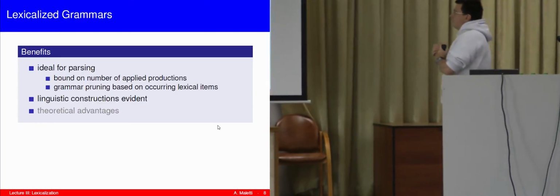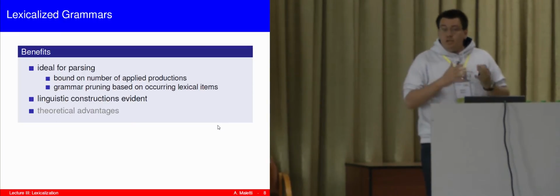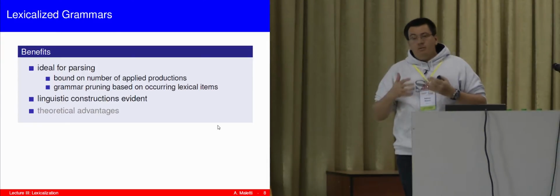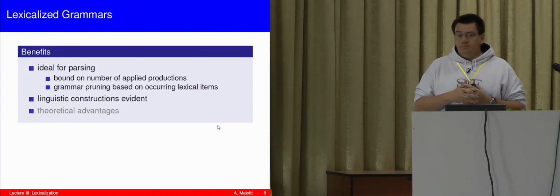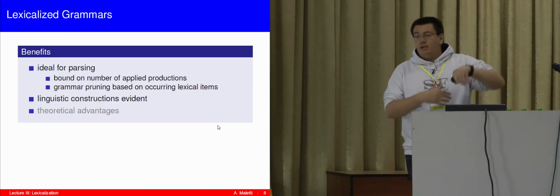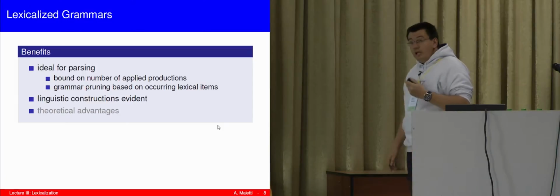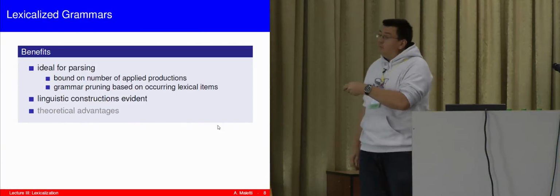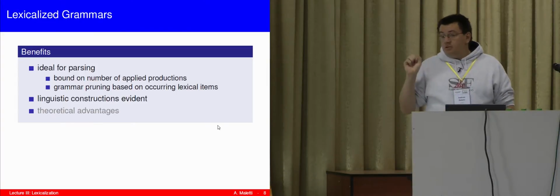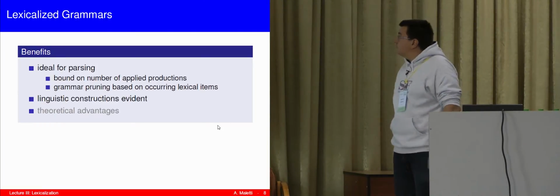Why would you look at lexicalized grammars? Well, first of all, they're really ideal for parsing, right? If each rule contains a lexical item and you get a sentence, then you can immediately say which rules are certainly not useful. All the rules which have other lexical items that you don't have in your sentence, you can just discard. That makes your production set so much smaller, which is really useful if you want to parse. Second, since each production adds at least one lexical item, there's a very hard bound on how many productions you can actually use, right? You can only use as many as you have lexical items in your sentence.